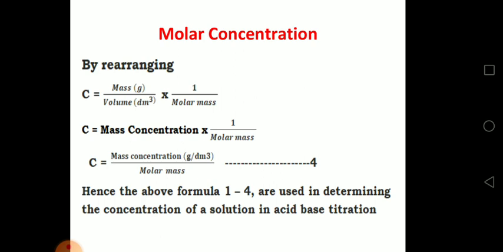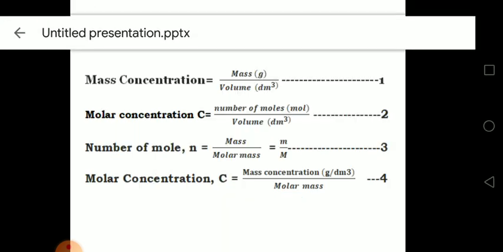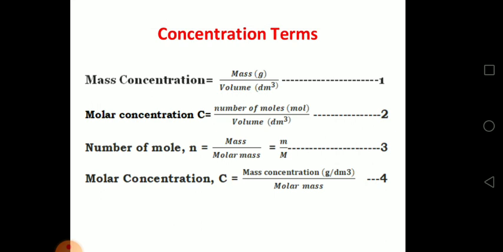The above formulas are used in determining the concentration of solution in acid-base titration. I mean formula 1 to 4, which I'm going to summarize below. So if you look at it, you have mass concentration, which is mass over volume. You have the molar concentration, which is number of mole all over volume. Then we also have the number of mole, which is mass over molar mass. Then the molar concentration that talks about the relationship between the mass concentration and the molar mass.